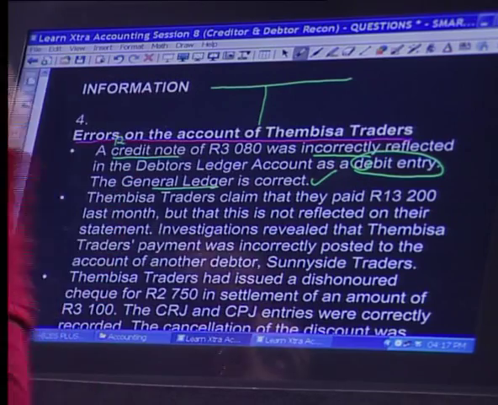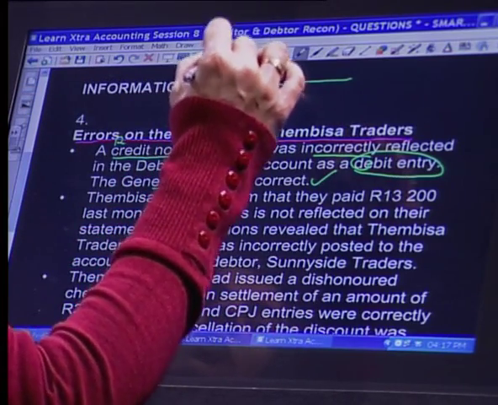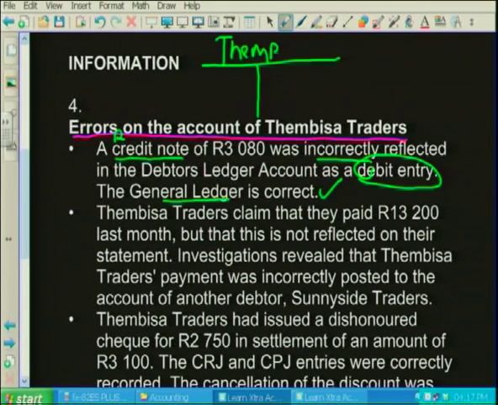Right, guys, what I want is I need you to understand the error. So what I'm going to do is I want to firstly explain what exactly happened with Tembisa Traders, what happened in the debtor's ledger. And in order to explain, I'm going to draw a T account just to help me explain. And I'm going to call it Tembisa. Let's just call it Tembi. Let's shorten it because remember, this is just helping us to understand exactly what is happening. Tembisa Traders is a debtor. So automatically this is an asset. So I'm going to remind myself plus minus.